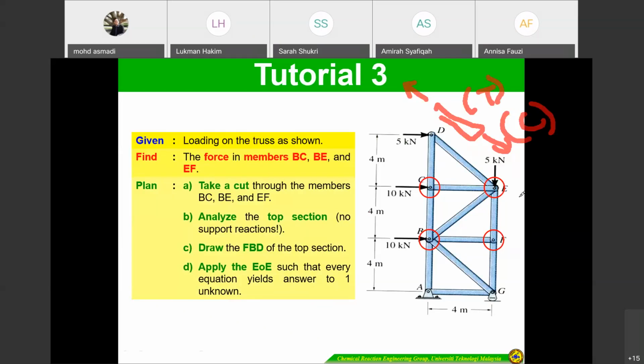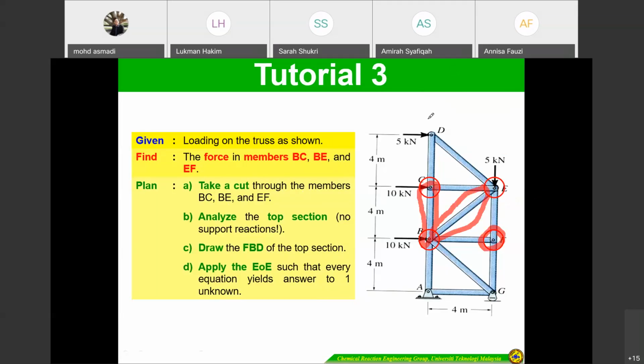Can you do this tutorial just to recap what you have learned from statics, loading on the truss as shown. Find the force in members BC, BE, and EF. Take a cut through the members BC, BE, and EF. Analyze the top section. Draw the FBD of the top section. Apply equations of equilibrium to determine the force in each member. I give you about 5 minutes. This one BC, and then BE, and then EF.